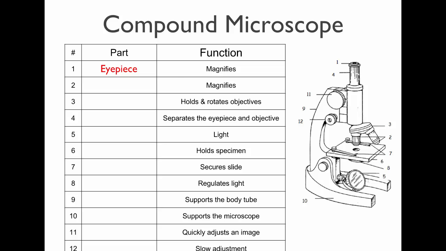And then we have these lenses. These are called the objective lenses. This microscope, how many objective lenses does it have? It has 3. And I can turn this part here that they're attached to, and I could select different lenses that will magnify the image different amounts. This part that I rotate is called the nose piece.